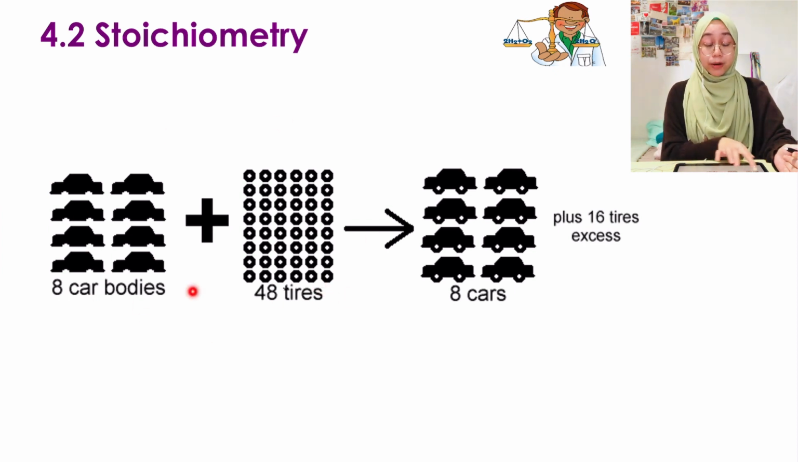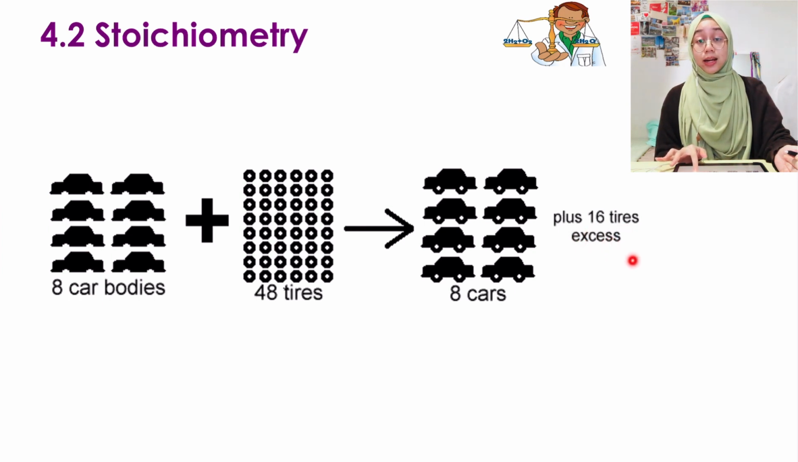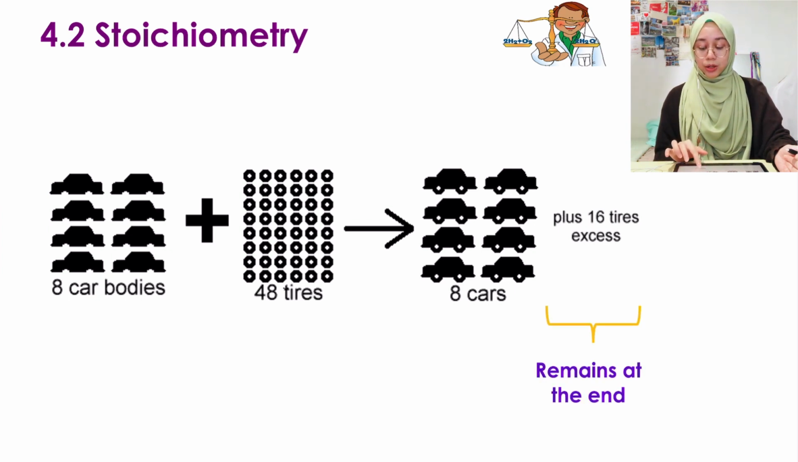Okay, so ada dua reactant kat sini lah. Kita anggap the car body adalah one reactant, then tire tu adalah another reactant. Remember what is reactant? Reactant is the one on the left side of the equation. Okay, so this part is kita punya hasil pula, kita punya product. So as you can see, kita boleh hasilkan 8 cars, but then we have 16 tires in excess. Okay, bermaksud 16 tire tu adalah baki sebenarnya. So it remains at the end.